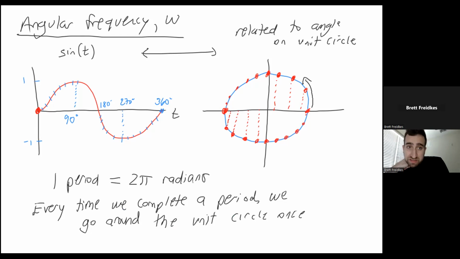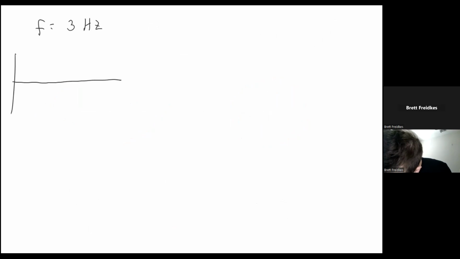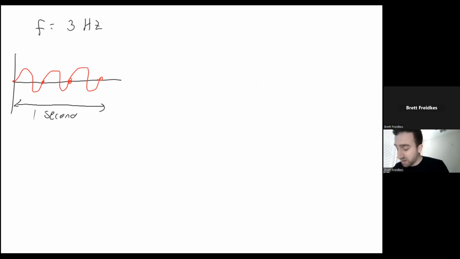So if I were to relate this to a frequency now, let's say I said that f was 3 hertz, like we had before. In that 1 second, I had 3 periods. So I had 1, 2, 3 periods, and this was in 1 second. So this is 3 periods per second, or 3 cycles per second. 3 hertz.